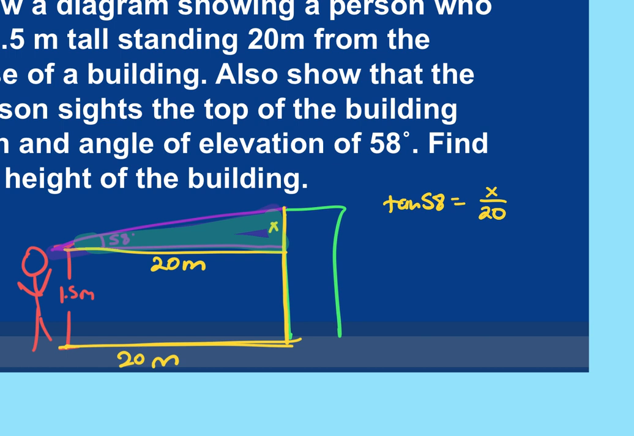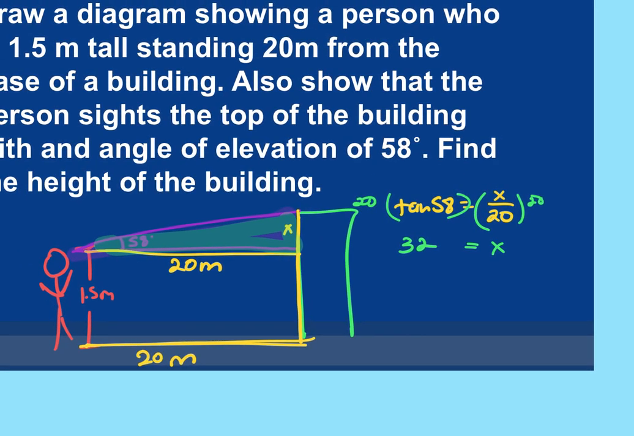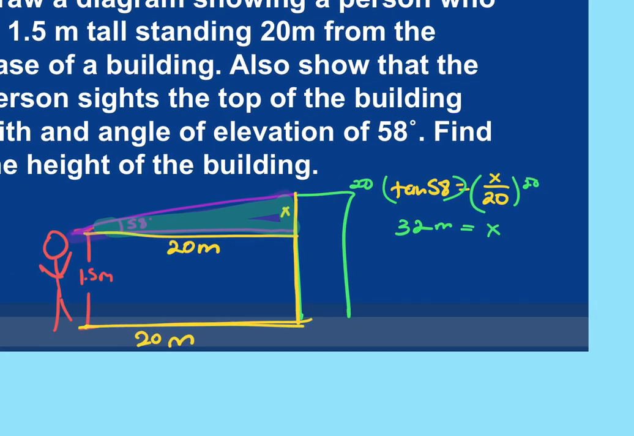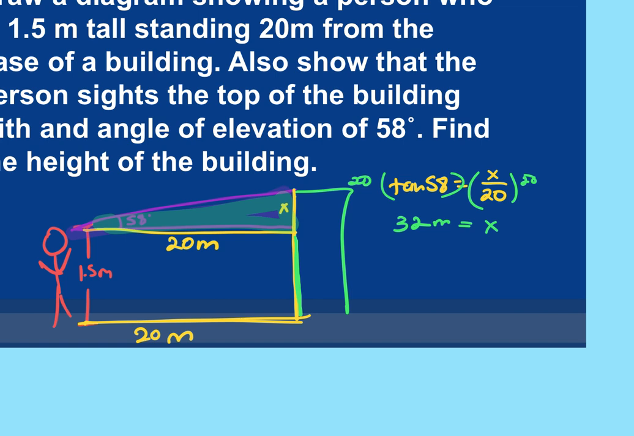And then I multiply both sides by 20. And the 20 times the tangent of 58. X is 32.00, so 32, and we're in meters. And then to this, I have to add the person's height, which means I'm adding the 1.5 meters.